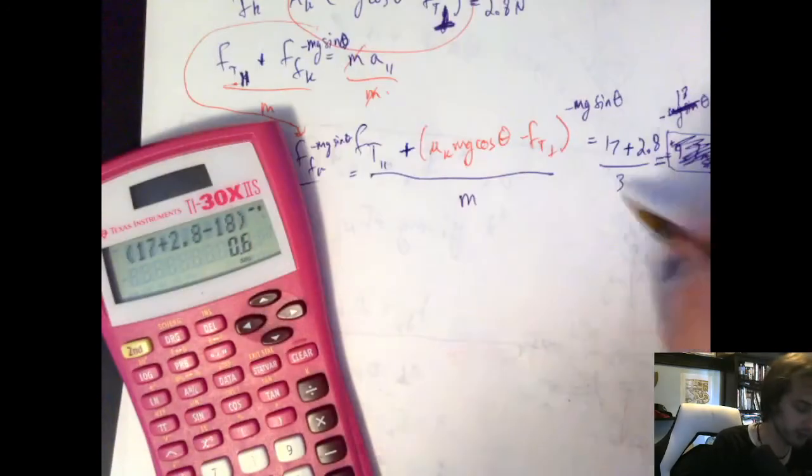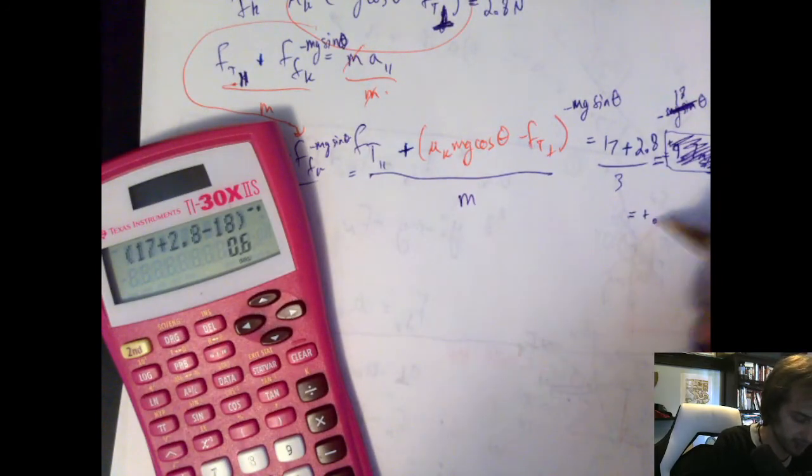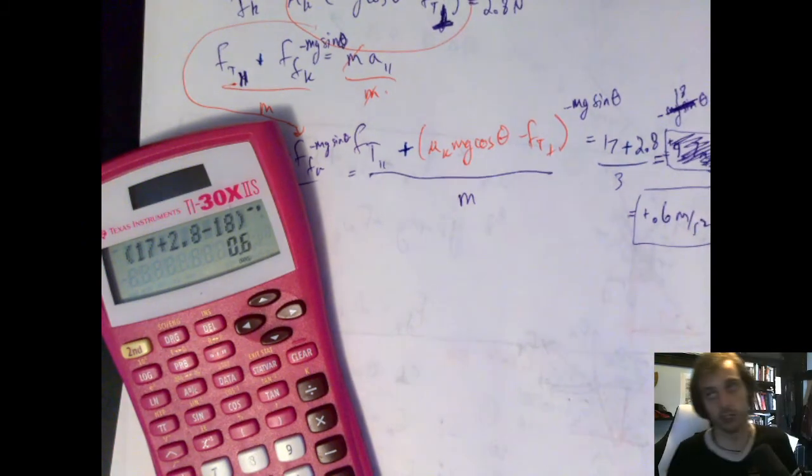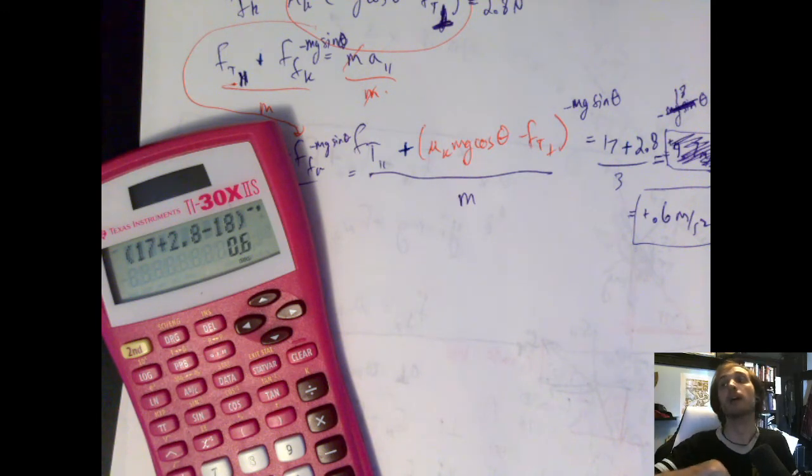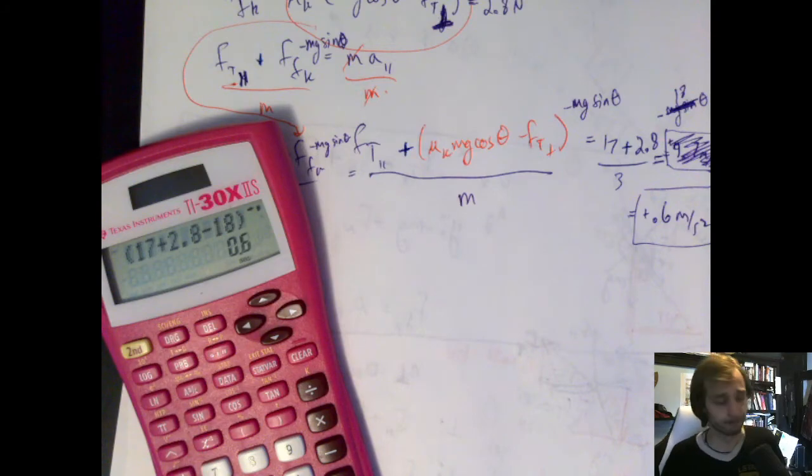All right, so our acceleration is positive 0.6, which does again mean that the acceleration is going up the hill. Friction combined with the person pulling it up the hill is enough to make it try to accelerate up the hill, which, because it's moving down the hill, means that it's slowing down.